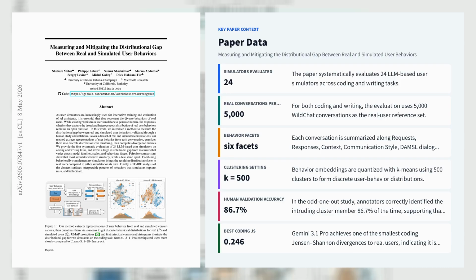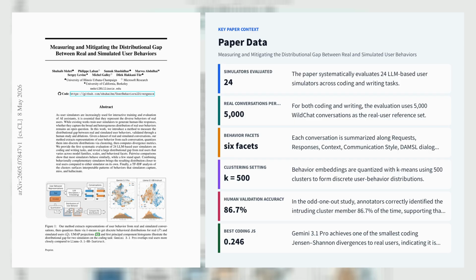then embeds those summaries with Qwen3-Embedding-8B, clusters them with k-means at k equals 500, and measures divergence with forward KL, backward KL, and Jensen-Shannon, validated by an odd-one-out study where annotators identified cluster intrusions 86.7% of the time.